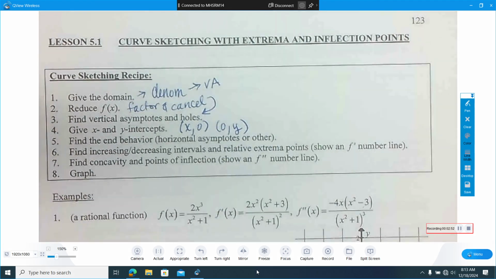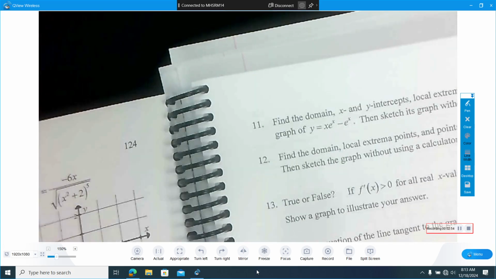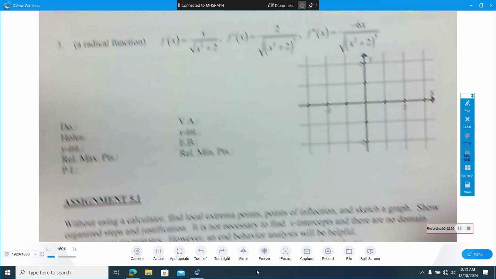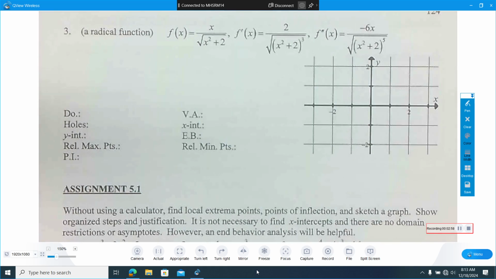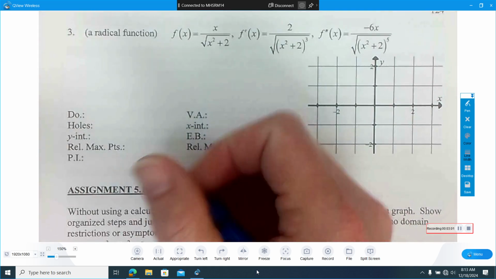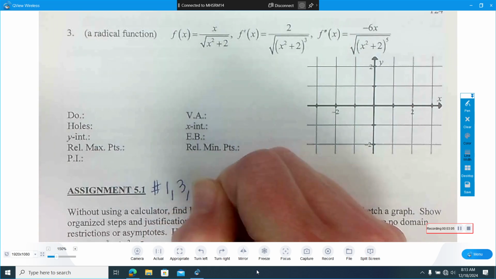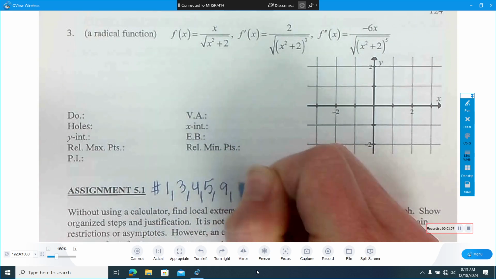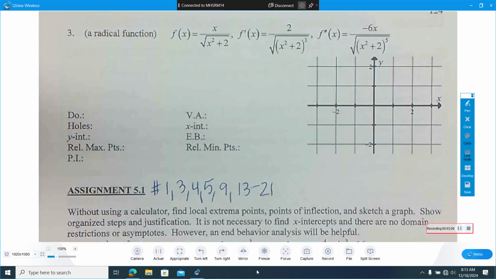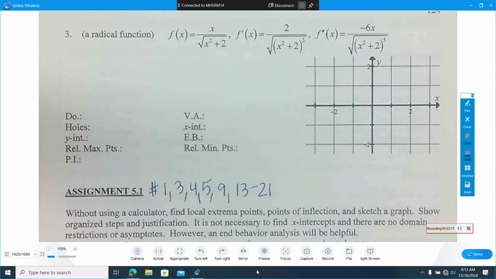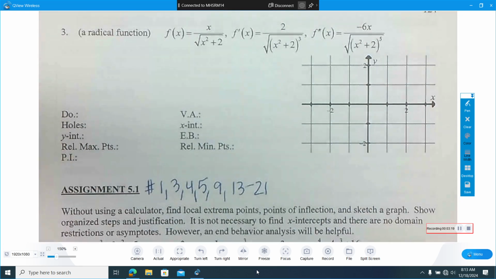So what we're going to do is I'm just going to skip all the problems. The assignment, and I have it on the calendar in Google, we're going to just do numbers 1, 3, 4, 5, 9, and 13 through 21. So we're going to do a bunch together today, and then whatever we don't finish, you guys just do for homework. 13 through 21 is mostly easy stuff, matching.